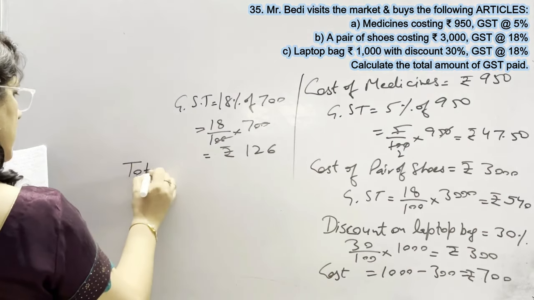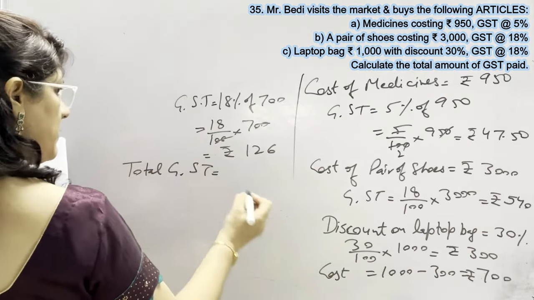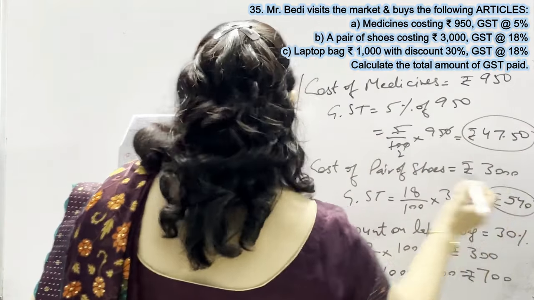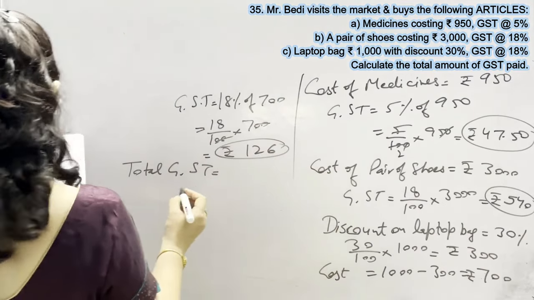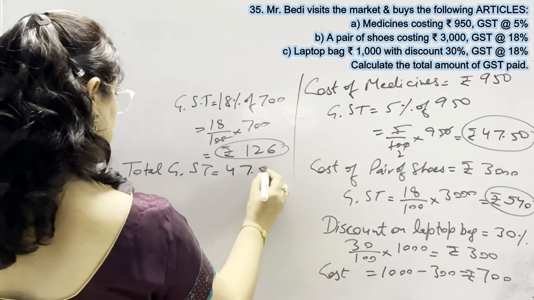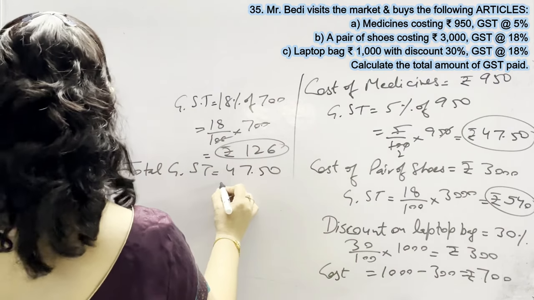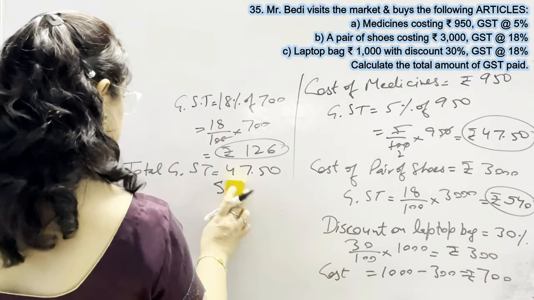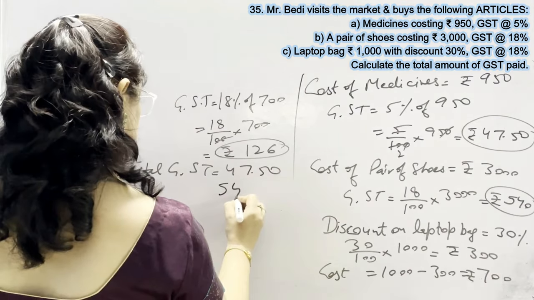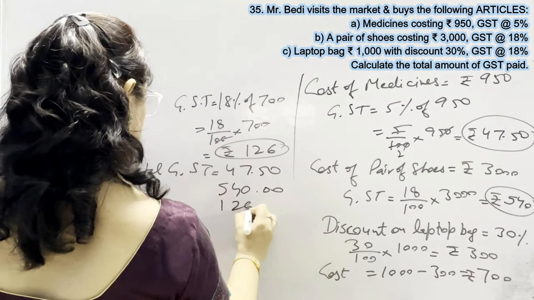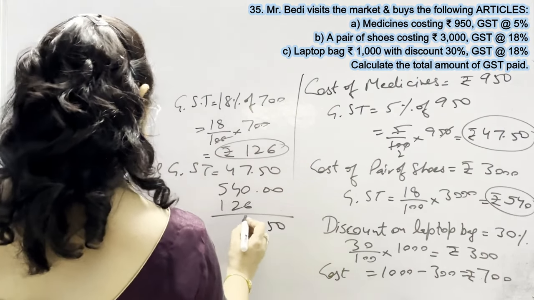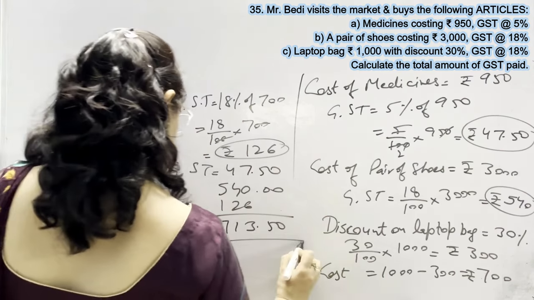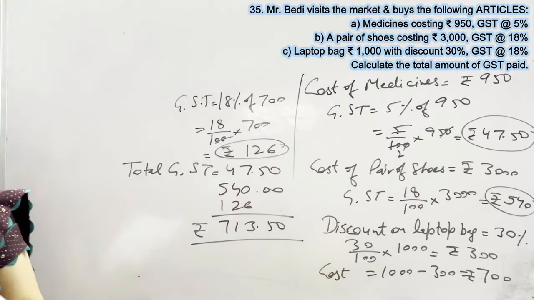Now total GST paid. Total GST paid is, first is 47.50, then second is 540 and then third is 126. After adding these three, 47.50, then 540, and then 126. Value comes out to be 713.50. Rupees 713.50 paisa.